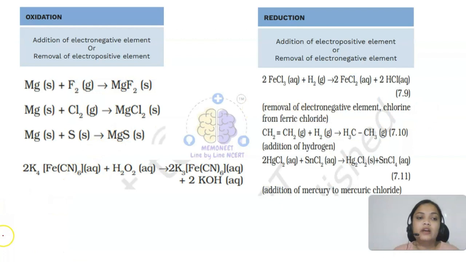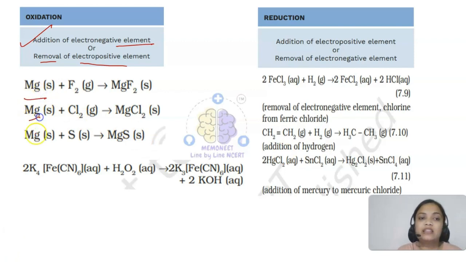So, all right. Here we have oxidation and reduction, another classical definition. It is not just oxygen, but addition of any electronegative element, or removal of electropositive element, that we will be calling oxidation. You can see the examples that I have taken here.